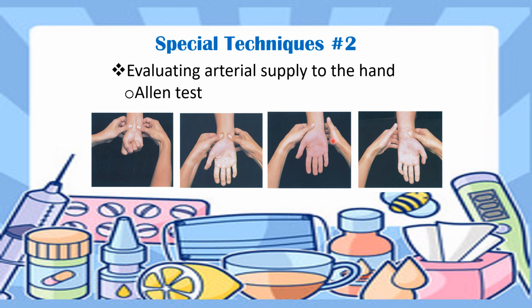Then remove your hand that occludes the ulnar artery. If it is patent, if there is no occlusion, of course you can see that the hand turns red, which means there is blood flow. On the other hand, if there is a problem with the ulnar artery, as you can see, the hand is still white, still pallor.